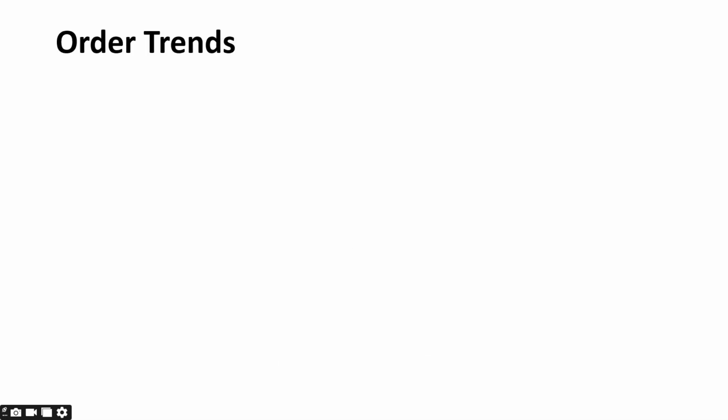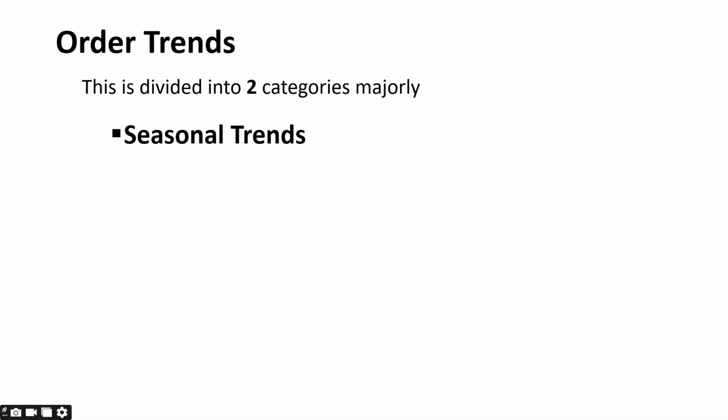Then the next one we're going to check is the order trends. I divide this one into two categories majorly. We're going to check the seasonal trends, and we're going to check in terms of employee performance. So by seasonal trend, what we mean is, is there a certain month or certain season where specific products are moving faster? Are there certain seasons or months where specific products are not selling fast?